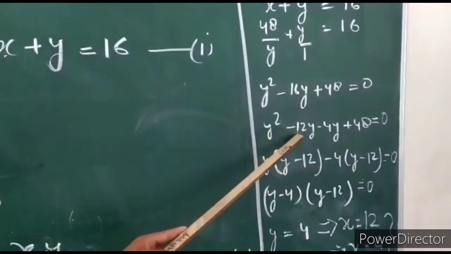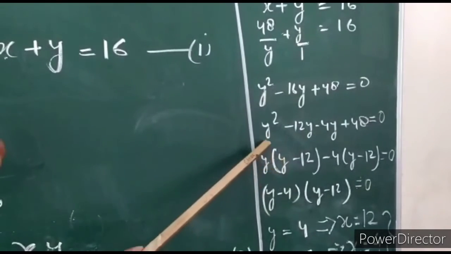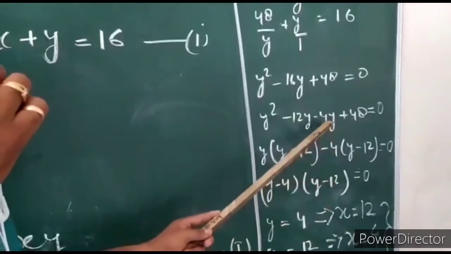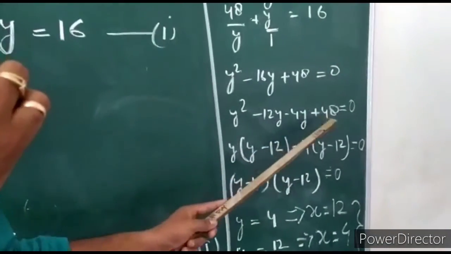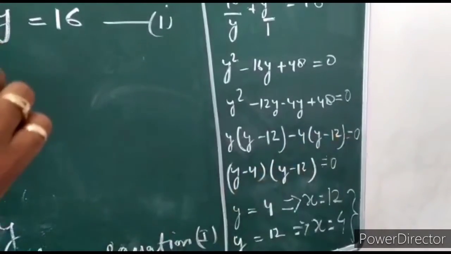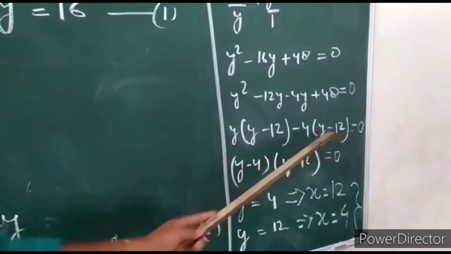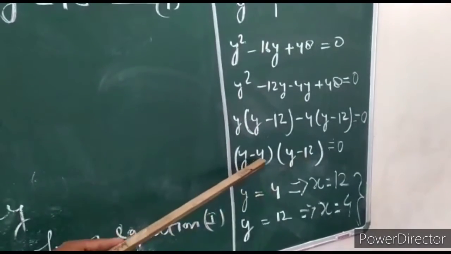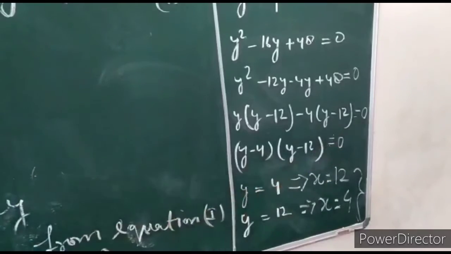Now, in y square and 12y, we will take common y. Therefore, y square minus 12y will be y in bracket y minus 12. And from minus 4y and plus 48, we will take common minus 4. Therefore, it will be minus 4 in bracket y minus 12. Now, y minus 12 is common in both terms. Therefore, we will take common y minus 12, and this will be y minus 4 into y minus 12 is equal to 0.